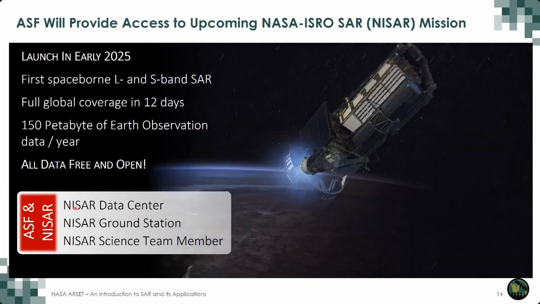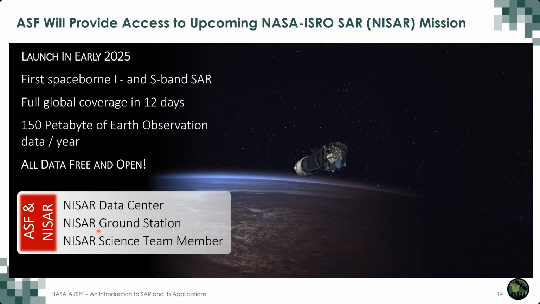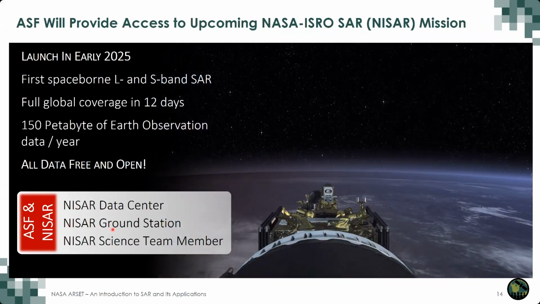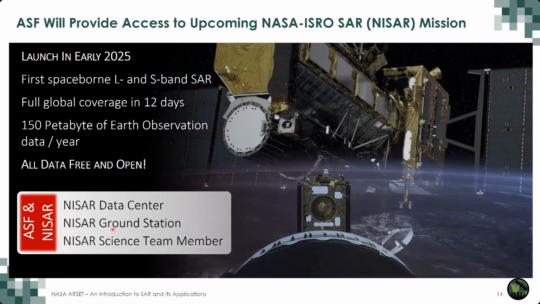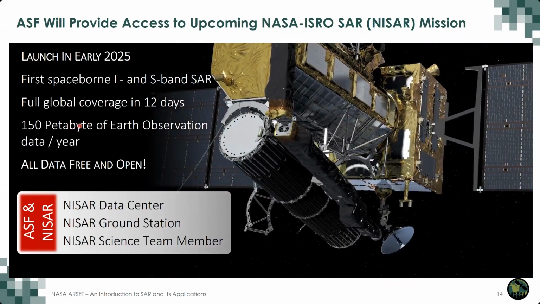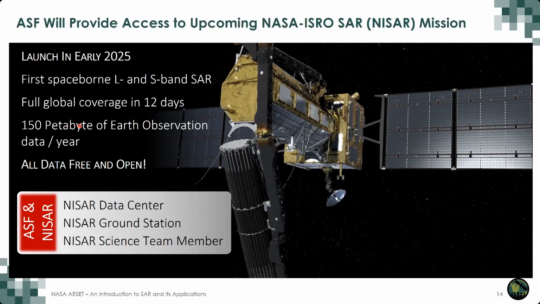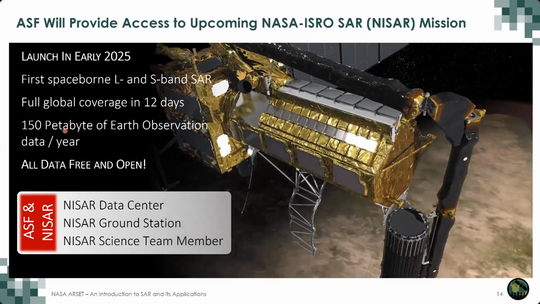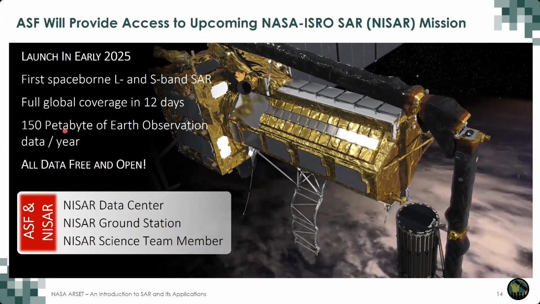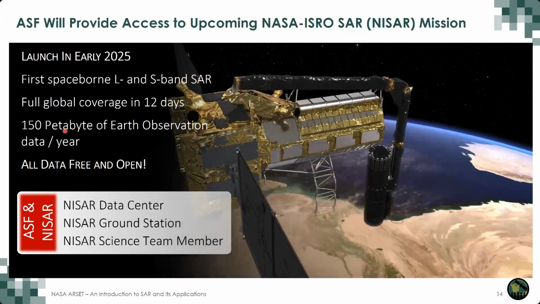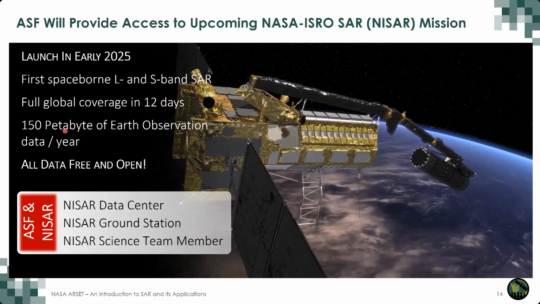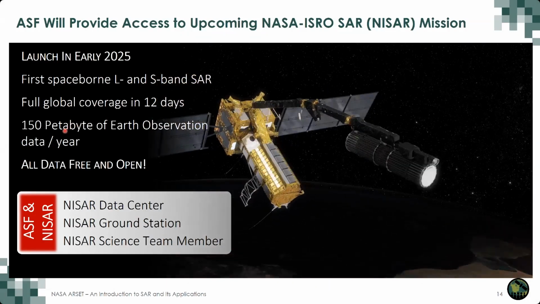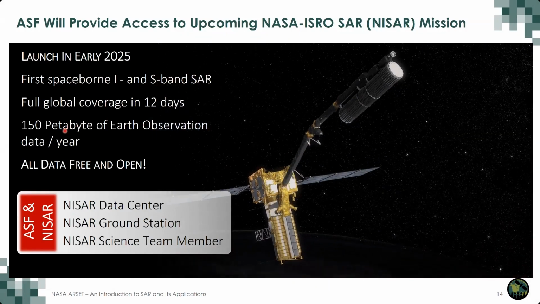ASF will be a data center for the L-band SAR data. We also are a ground station, so we are receiving some of these data sets directly to Fairbanks through our ground station antennas. NISAR, a revolutionary mission in many ways. One of them is simply by the sheer amount of data that NISAR will provide. NISAR will bring in about 50 petabytes of data per year, or 150 petabytes of Earth observation data in 3 years. And all these data sets will also be free and open. So it's a very exciting mission that will accelerate the research that many of you are doing.